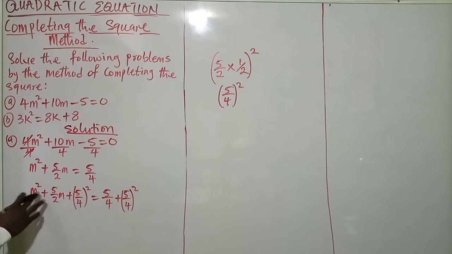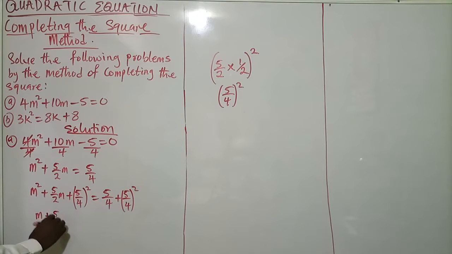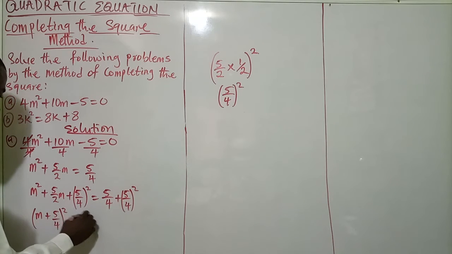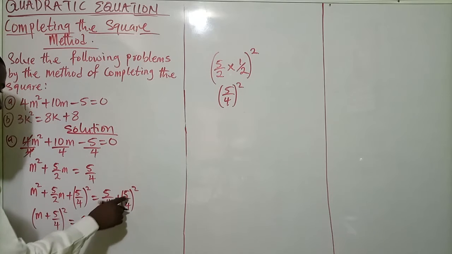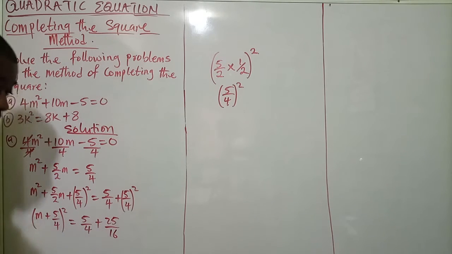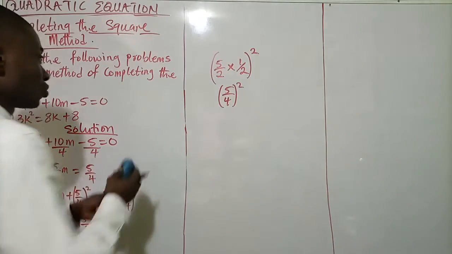So all this you are having here is the same thing as saying m plus 5 over 4 whole squared. If I open this bracket, I will get everything here back. So this equals 5 over 4 plus the square of 5, which is 25, and the square of 4, which is 16. So we'll continue from here.